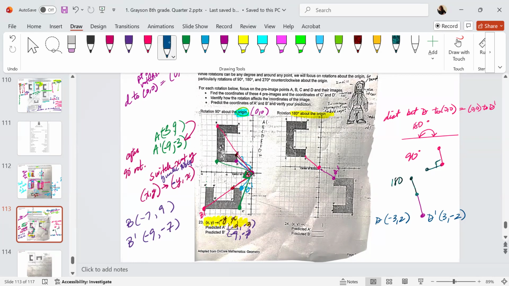Sorry, 3 and -2. So compare. What changed? The position didn't switch like 90 degrees where Y becomes X and X becomes Y, correct? What changed? The X value became positive and the Y value became negative. That's just flipping both signs. Right. So if you have to write the equation, XY becomes what? What's the equation for the 180-degree change?